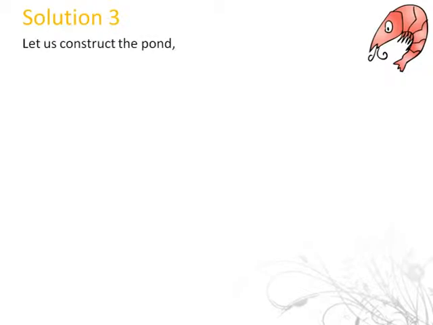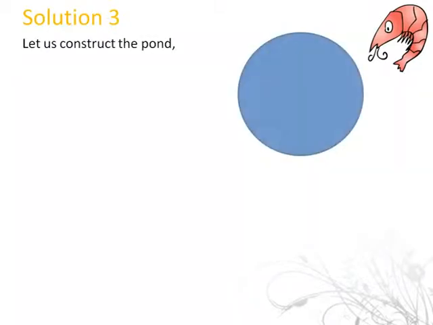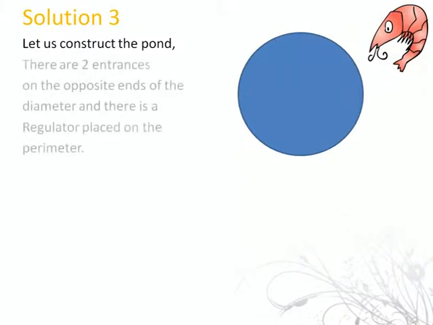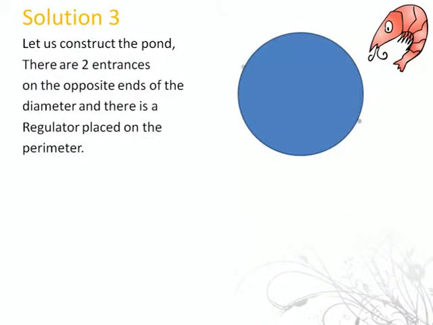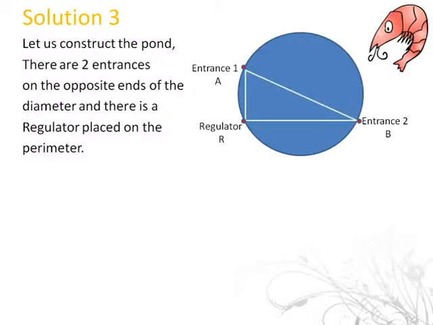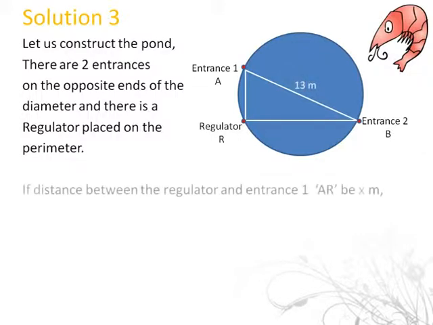First, let us construct the pond, which is circular in shape and has a diameter of 13 meters. There are two entrances on the opposite ends of the diameter, and there is a regulator placed on the perimeter. If we join these 3 points, we get a triangle where the diameter of the circle represents the distance between the two entrances as 13 meters.